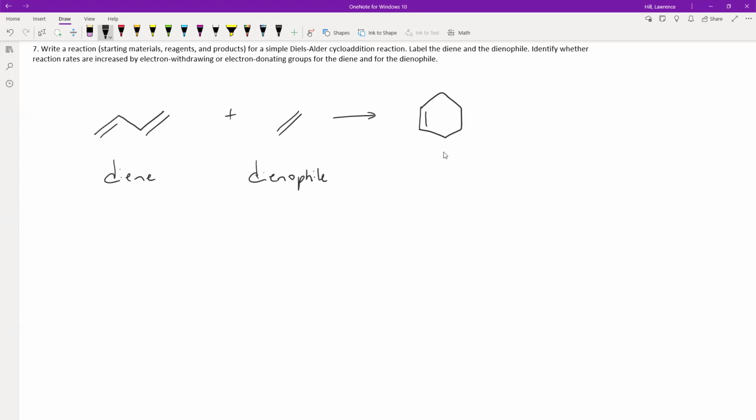Would the reaction rate be increased or decreased by electron withdrawing or electron donating groups on the diene and the dienophile? So for the diene and the dienophile, we typically want electron donating groups on the diene and electron withdrawing groups on the dienophile. That will help to increase the rate for a normal electron demand Diels-Alder reaction, which is what we're considering in this course. Okay, we'll see a lot more Diels-Alder, so I'm just going to move past this and go to the next question.